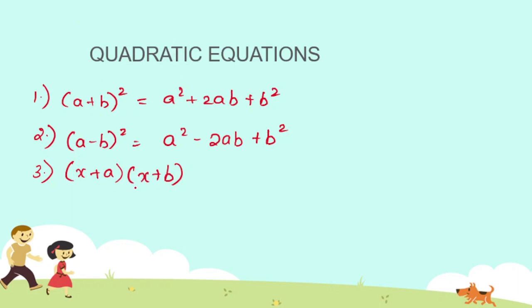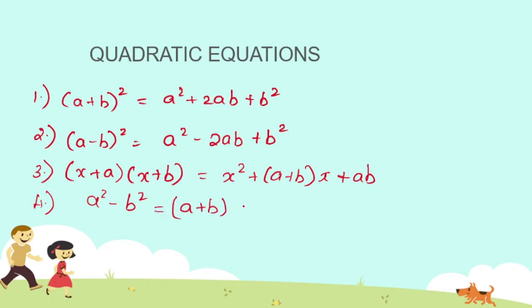X plus a into x plus b is equal to x square plus (a plus b) into x plus ab. Right, this is your formula. Then your fourth most important formula is a square minus b square. A square minus b square is equal to (a plus b) into (a minus b). Right? A plus b into a minus b.